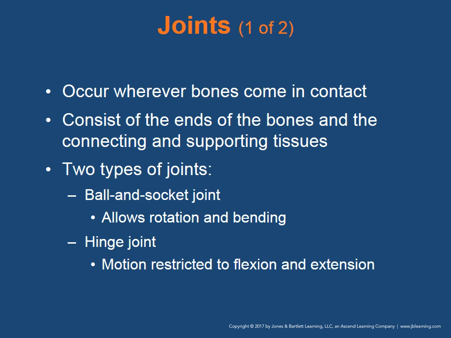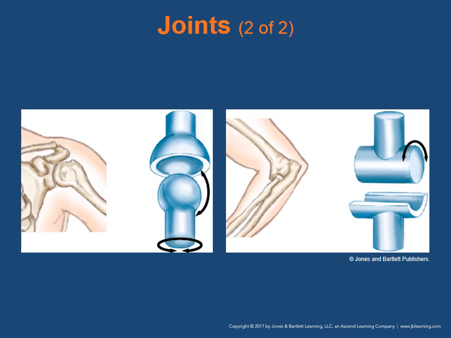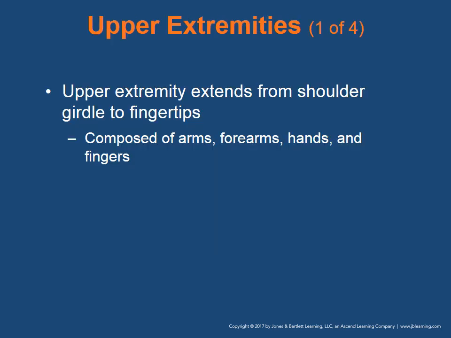There are a couple of different types of joints, right? We have the shoulder, which is a ball and socket joint. The hinge joint allows for flexion and extension, when we think about the knees. These are two pictures showing the ball and socket versus the hinge joint of the knee. The upper extremity extends from the shoulder girdle to the fingertips, composed of the arms, forearms, hands, and fingers.